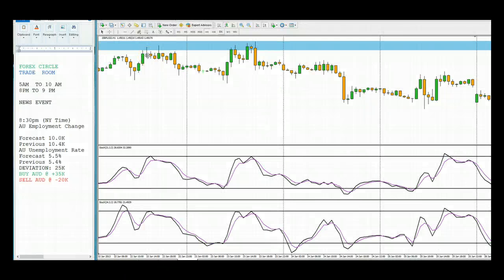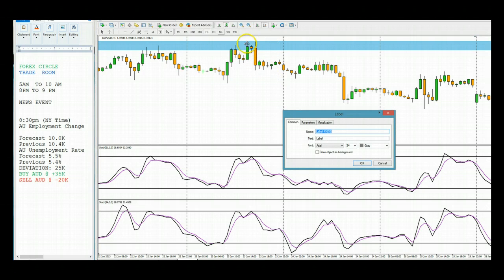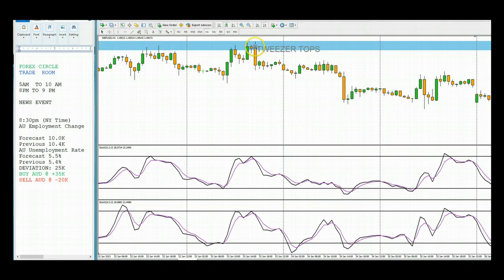Okay, here we go. Notice these 2 wicks up here and these 2 wicks up here. These are what are commonly known as tweezer tops. When we have wicks that are almost equal in length, we call them tweezer tops. Okay, those are also reversal patterns. Here's one and here's one.